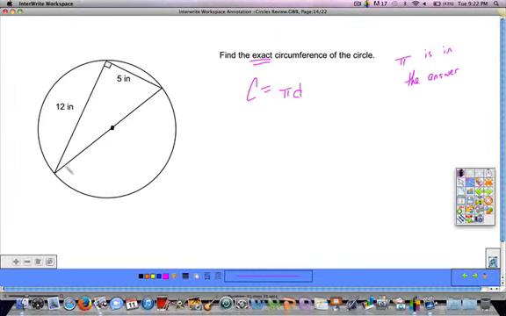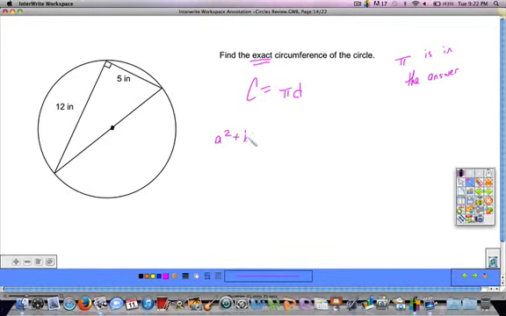Let's look over here. This is the diameter of the circle, and that's the part we don't know. But it says that this is a right angle, which we would know anyway, because if this is a diameter, then that has to be a right angle. So what do we do?